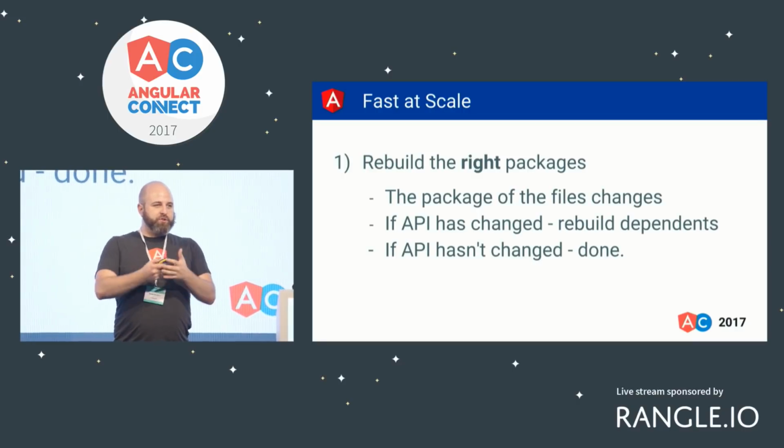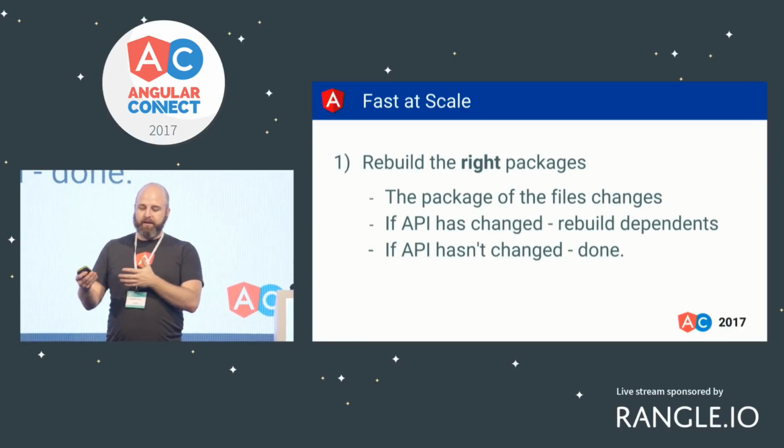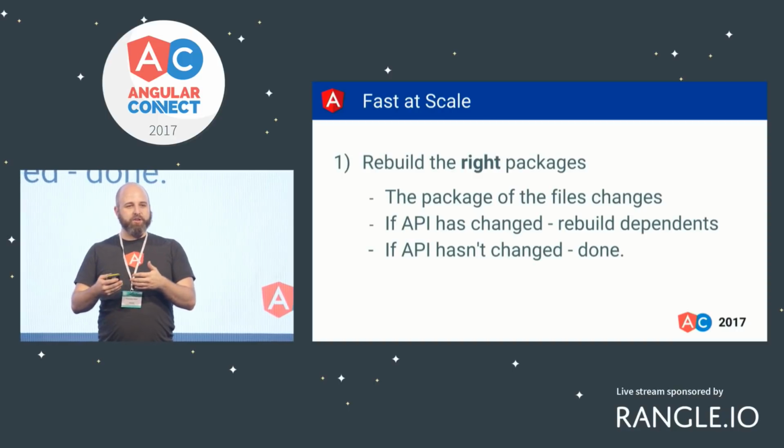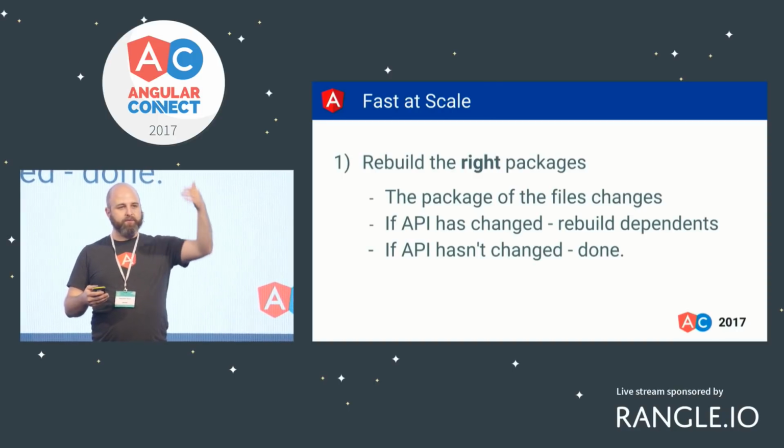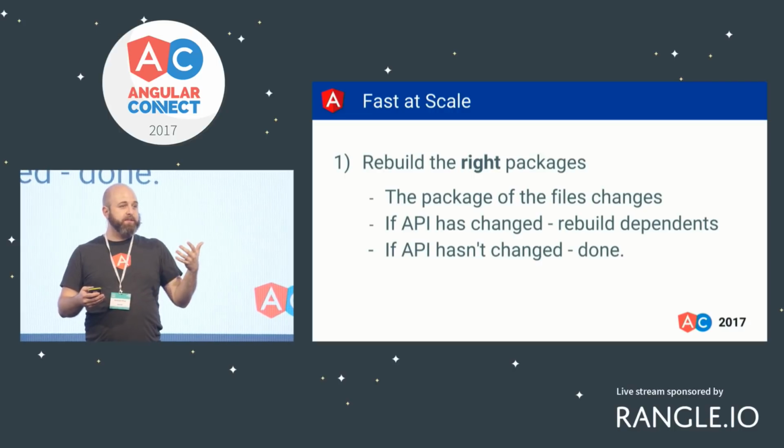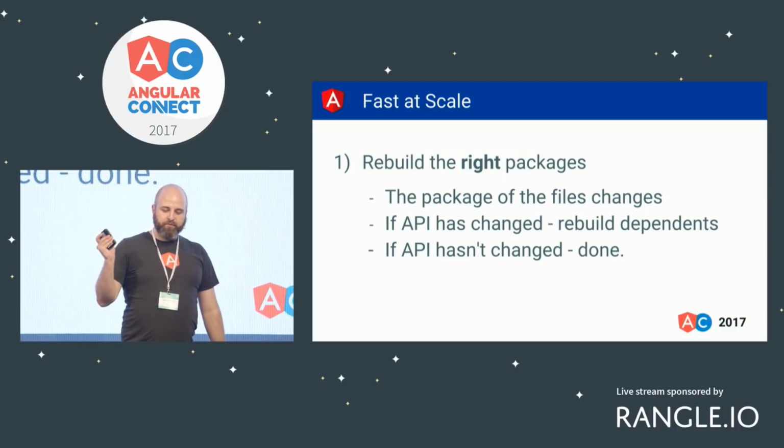What are the right packages? When you change a file, well, we're going to rebuild the package that contains that file. We have to do that. And then there's the extra step, which is, well, has the API changed? If the API has changed, we have to rebuild all the dependent packages. If the API hasn't changed, we're done, right? So we have to do this calculation.